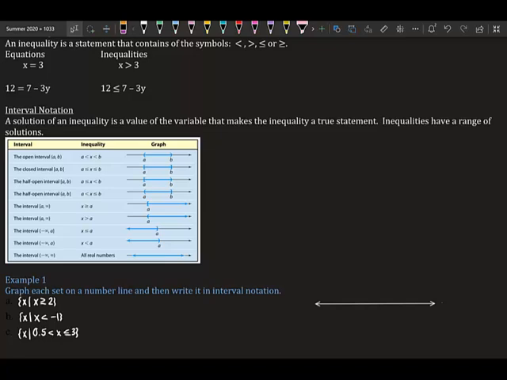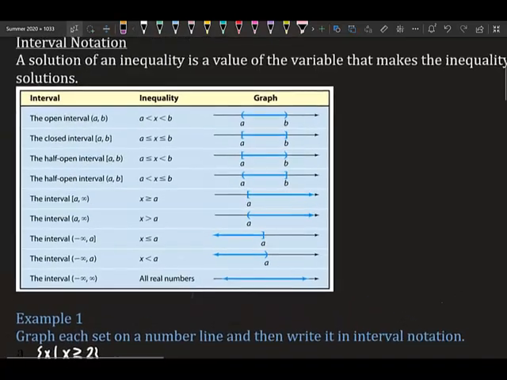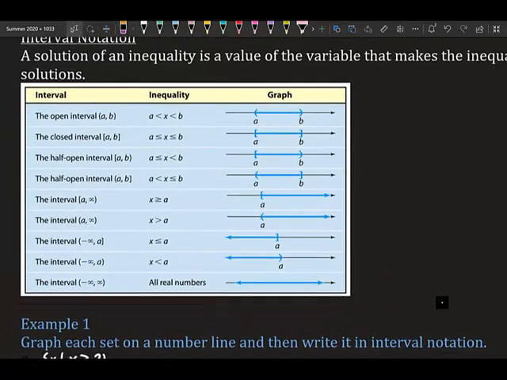Okay, so a solution of the inequality is a value of the variable that makes the inequality a true statement. Inequalities have a range of solutions. So this is all types of interval inequalities and graphs that you'll see. There's going to be no surprises. They can only look like this.